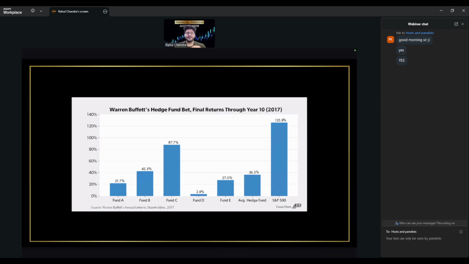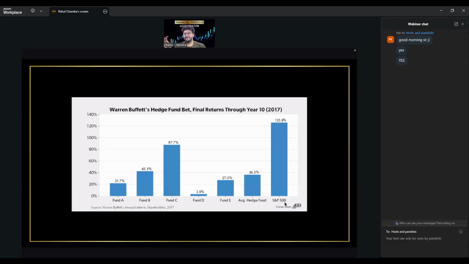Well, before I show you that skill, let me show you this. This was in Berkshire Hathaway's annual letter for 2017, wherein he revealed the details of this bet that he had made. These are funds A, B, C, D. These are all the hedge funds, and then you have Warren Buffett's bet, which is the S&P 500. What is the S&P 500? It's one of the simplest things that you can do. It is an index fund.